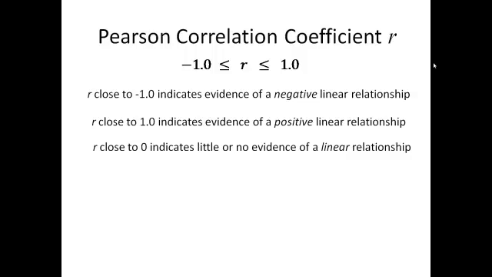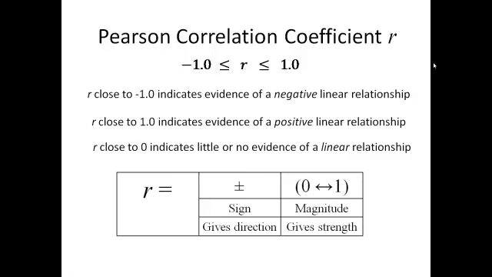So in a sense, there are two pieces of information here. We're going to have the sign of R, positive or negative, and we're going to have its absolute value, how far away it is from 0. And now if you remember our definition of R, we said that R measures the direction and the strength of the linear relationship between two variables. Well, the direction and the strength are given by the sign of R, if it's positive or negative, and its magnitude, how far away it is from 0.